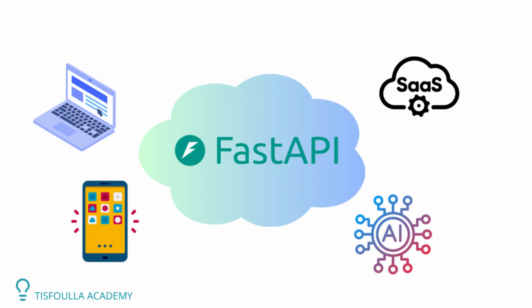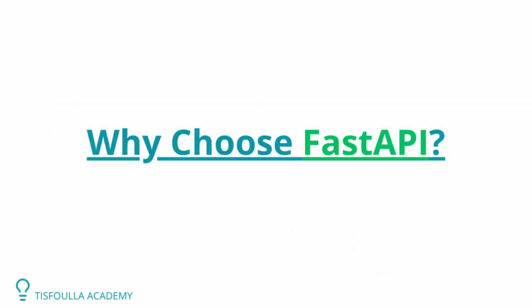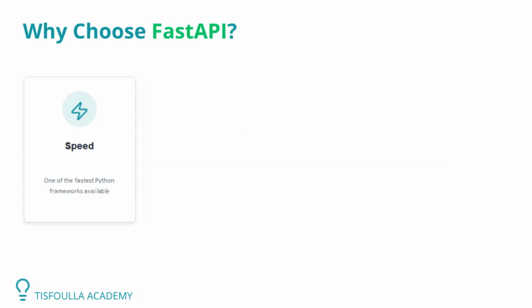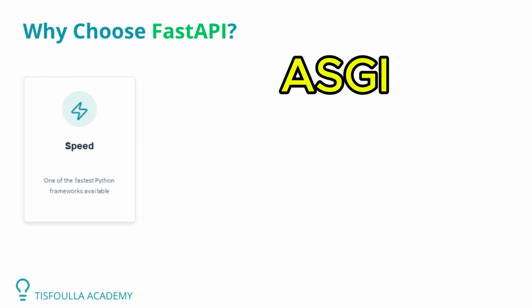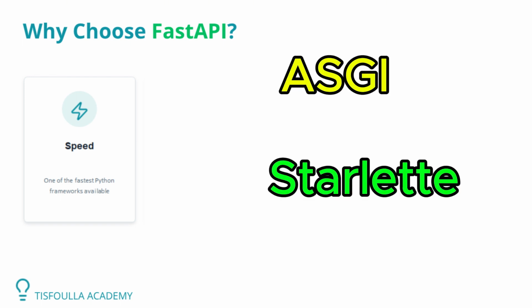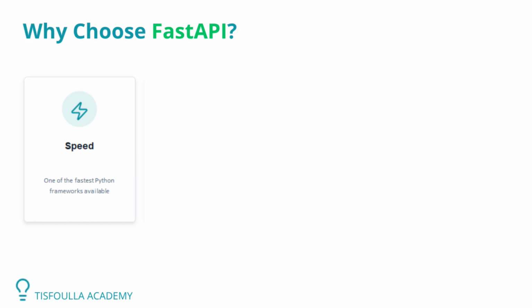Now that we know what FastAPI is, the next question is, why should you choose FastAPI over the many other frameworks available today? There are several reasons, but I'd like to focus on 4 of the most important ones. The first reason is performance. FastAPI is one of the fastest Python web frameworks available. Thanks to technologies such as ASGI and Starlette, it delivers excellent performance and can even compete with frameworks written in traditionally faster languages for many types of applications.